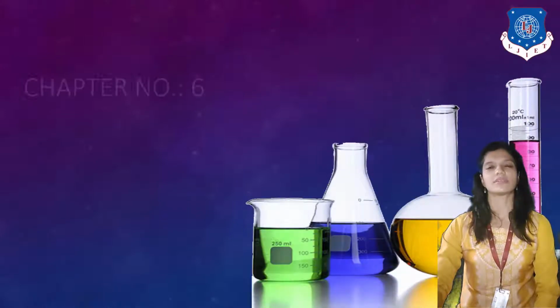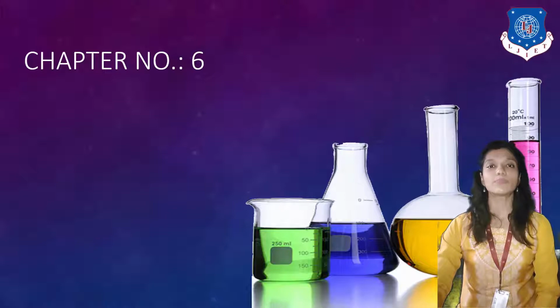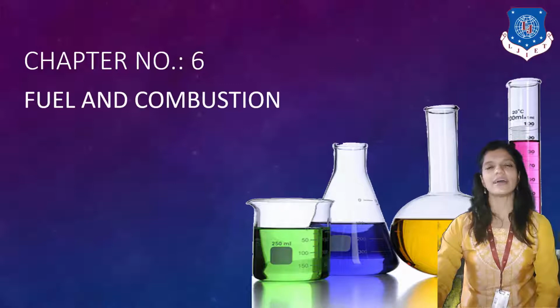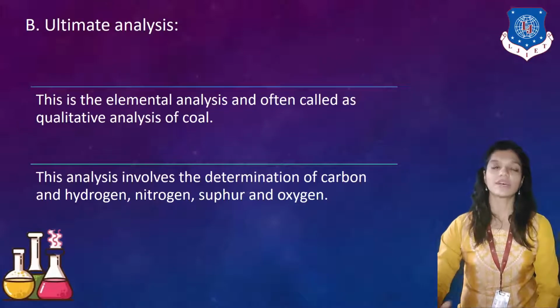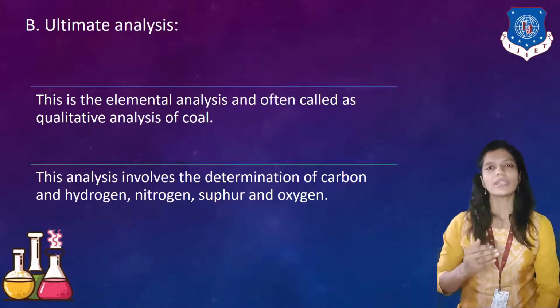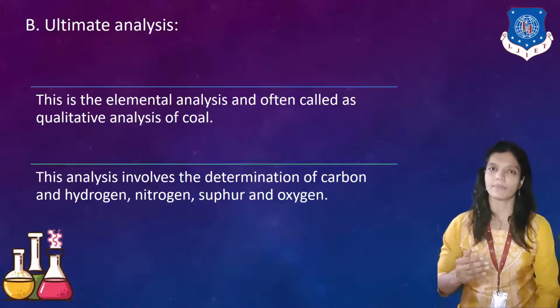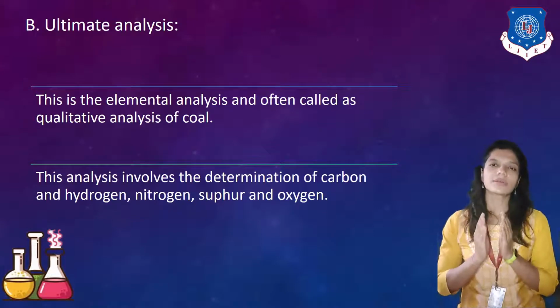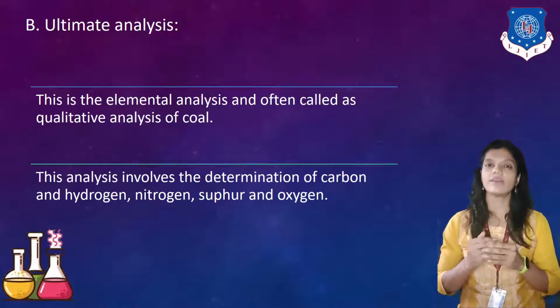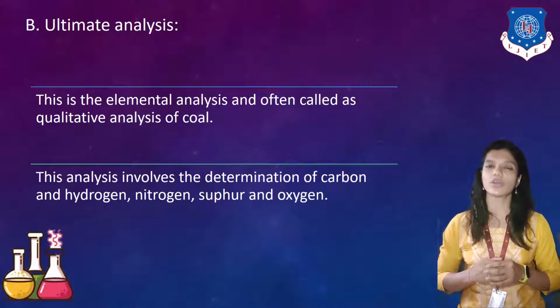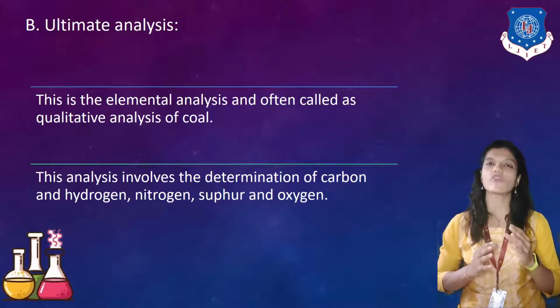In our previous sessions of this subject, we started chapter number 6, which is fuel and combustion. In fuel and combustion, we have studied the proximate analysis of coal, which gives us an idea about the percentage of carbon present in that coal sample, and depending upon that, the coal ranking of that sample.